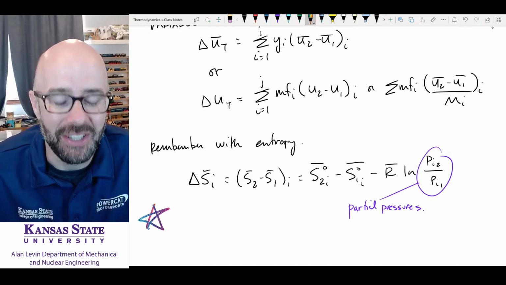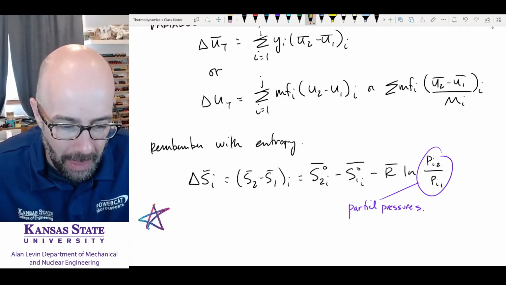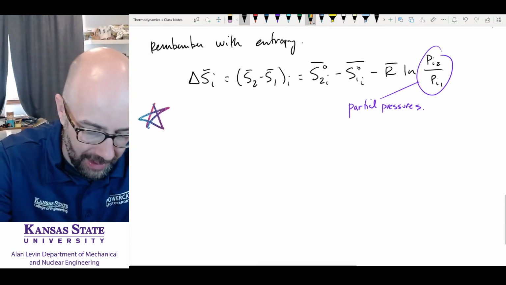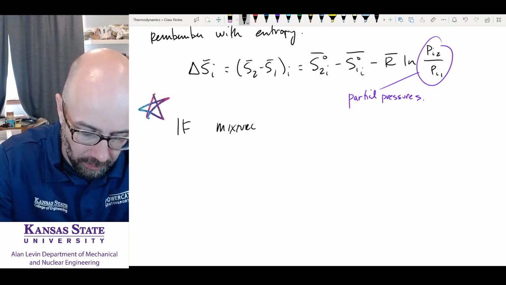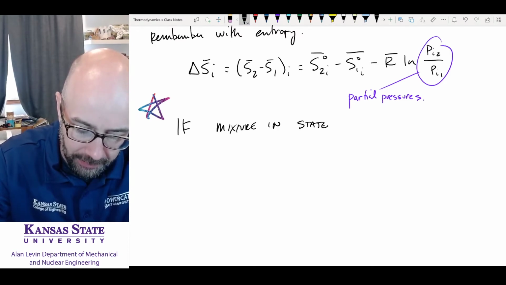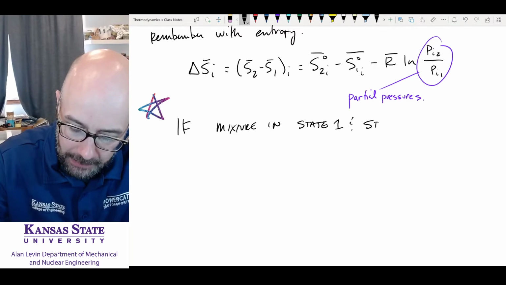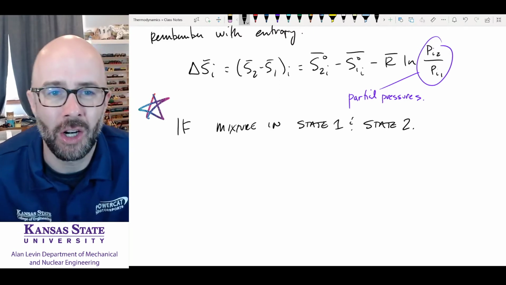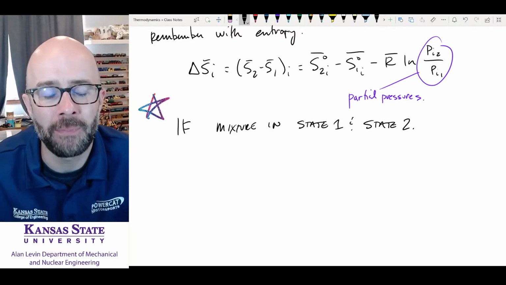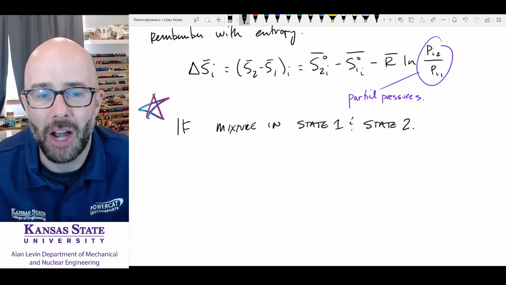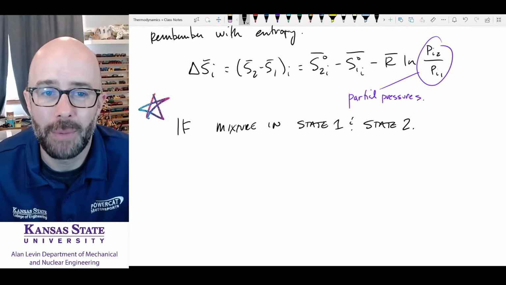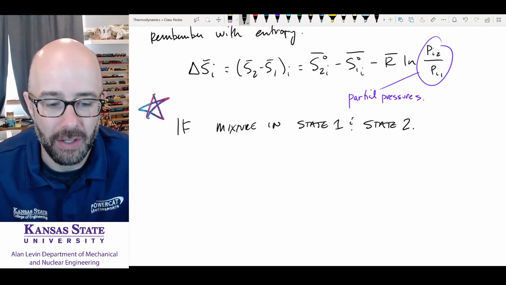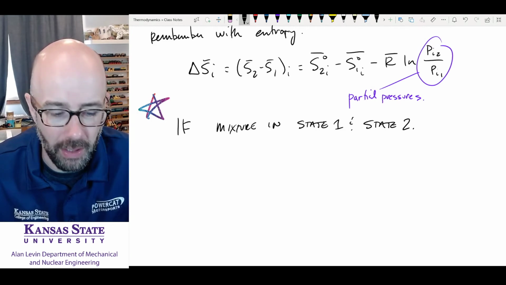Here's where I need you to pay attention. If you have a mixture in state 1 and state 2, what I mean is you have a mixture of nitrogen and oxygen in state 1, and you have a mixture of nitrogen and oxygen in state 2. Mixture in state 1, mixture in state 2. The mixture doesn't change between state 1 and state 2. It's the same thing. We're not working with that.